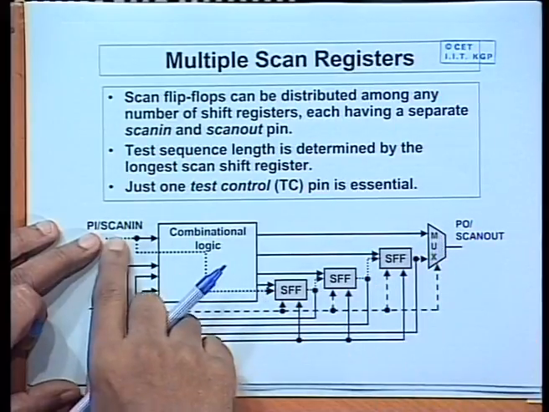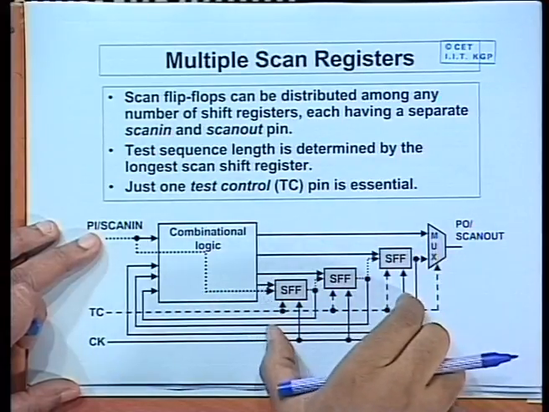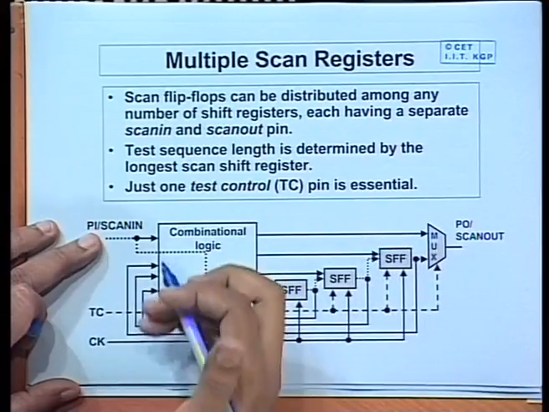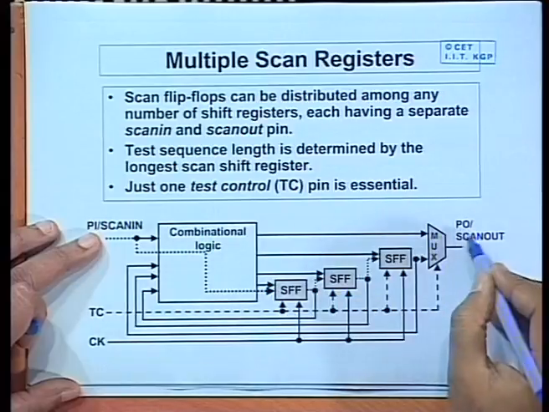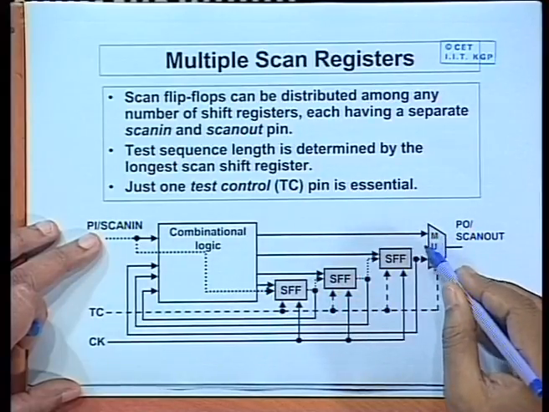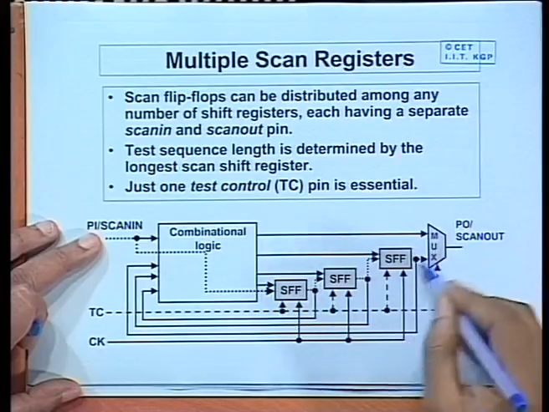Now, if you have several primary input and primary output pins at your disposal, you can have several such shift registers in parallel. You can have 10 such, then you will be utilizing 10 primary inputs and 10 primary outputs. Of course, you will be needing in that case 10 multiplexers, one per scan chain.